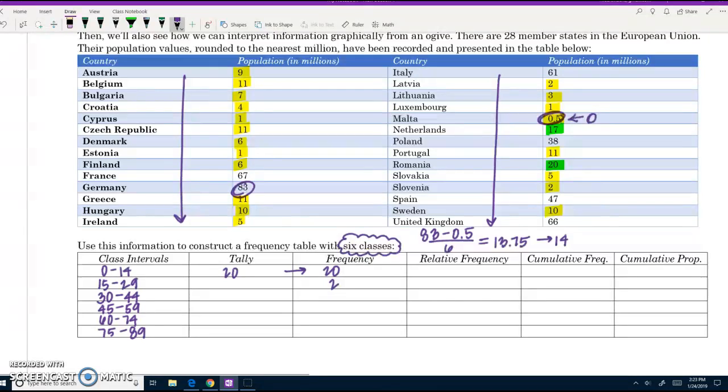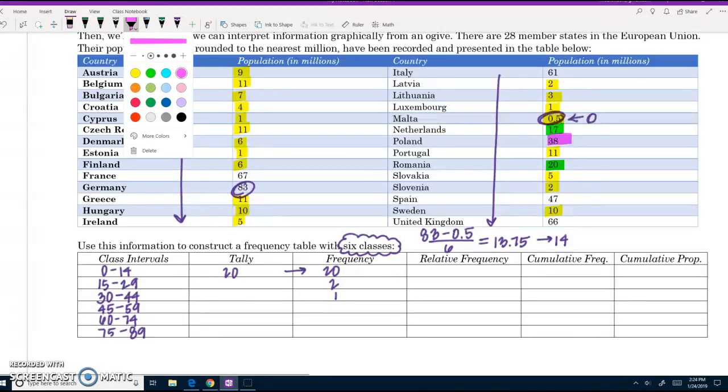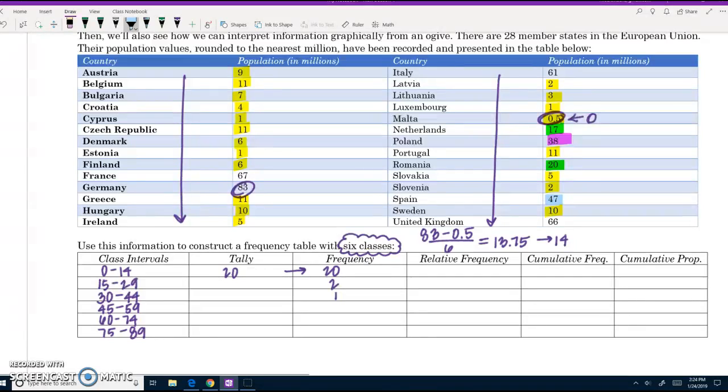Then we would need 30 to 44. And it looks like we just might have one that fits that category. So Poland has 38 million. And so 38 is just going to be the one tally mark that we have there. Then we've got the range from 45 to 59. It looks like we may also just have one. So it looks like Spain has 47. And then that's it for that option.